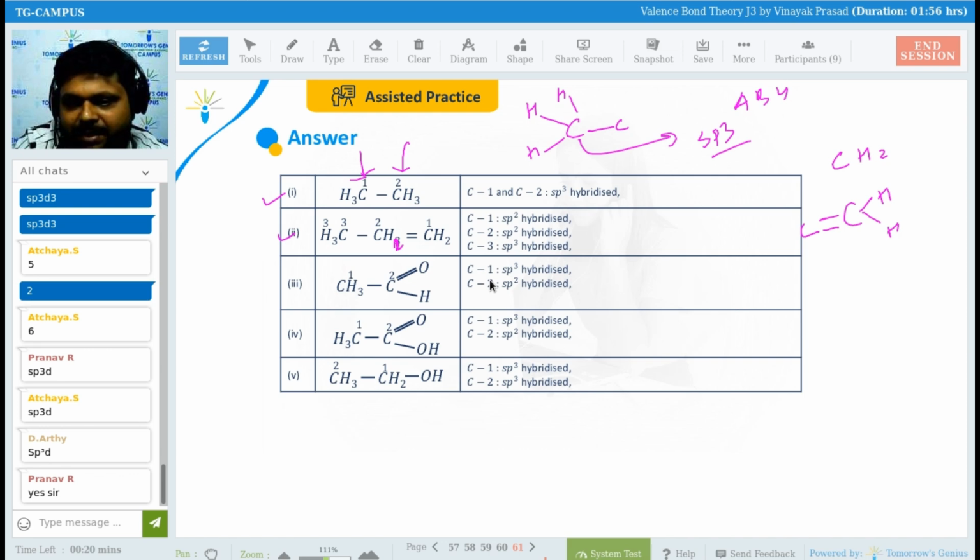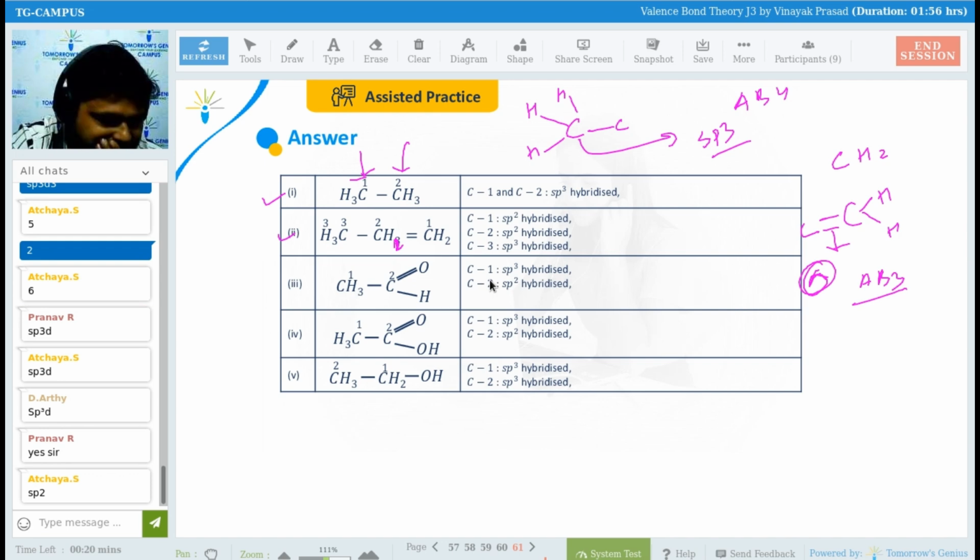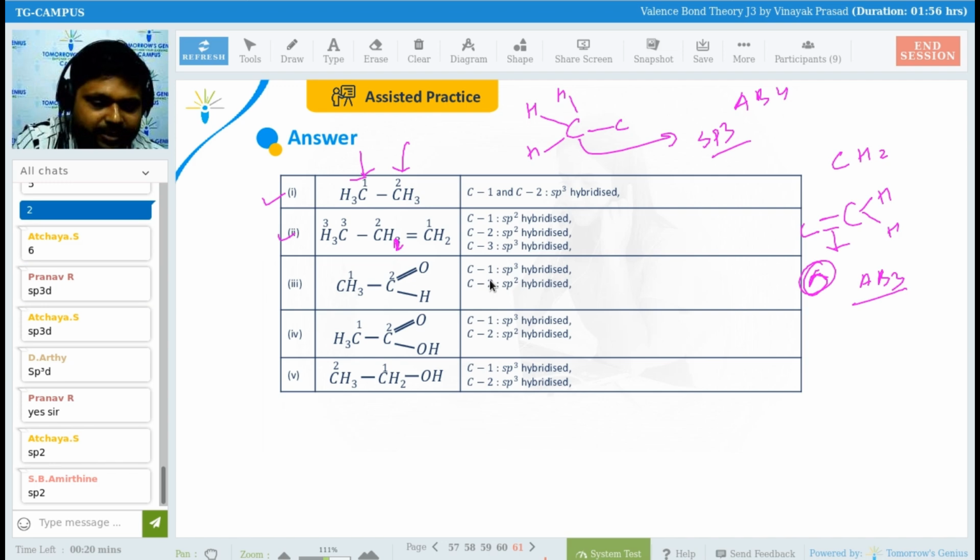So see, if there is a double bond between this, what will be the hybridization for this? Can you say, guys? If there is a pi bond there, what will we be taking? Only one bond I will be taking from here and 2 bonds from here. So it is an AB3 type. So what will be the hybridization for carbon number 1? What do you say, guys? AB3 type. So it will be sp2 or not? Very good answer is coming.